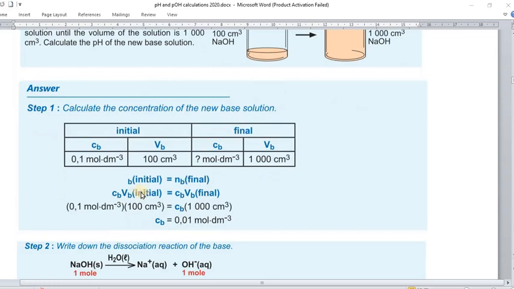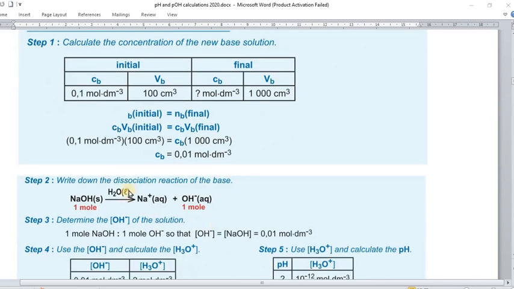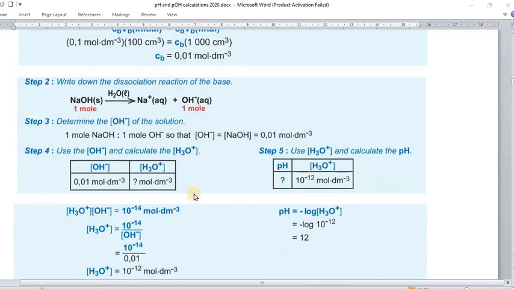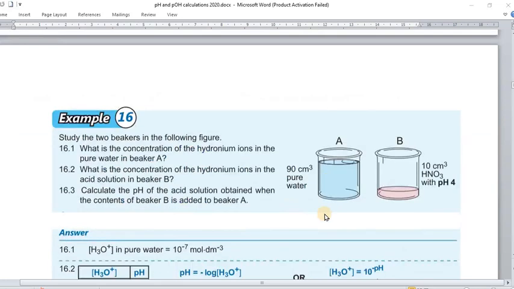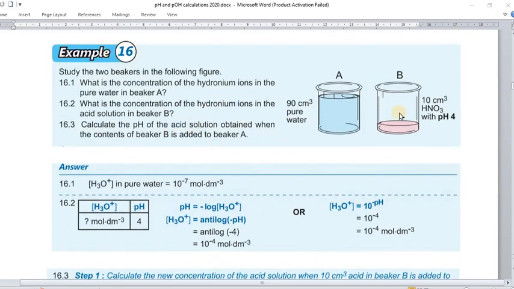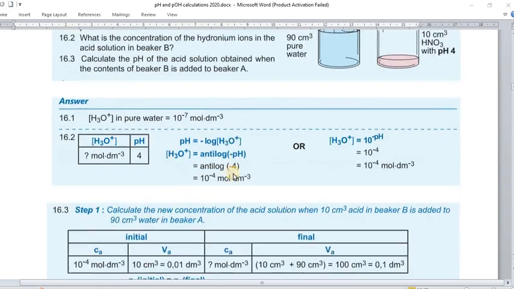So you apply your dilution method, and you get the new concentration, this. Now knowing the concentration of the sodium hydroxide, you can work out your dissociation, find the ratio, right? Then you apply your autoionization method as has been done over here to get the hydronium ion. From your hydronium ion, you now apply the pH formula in order to get your answer. The same approach is done over here.